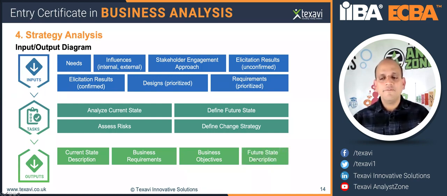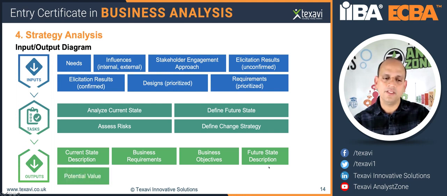And then the future state description of where we want to go from here. Again, that is a kind of high-level solution description. So again, that would be the output coming out from this knowledge area.